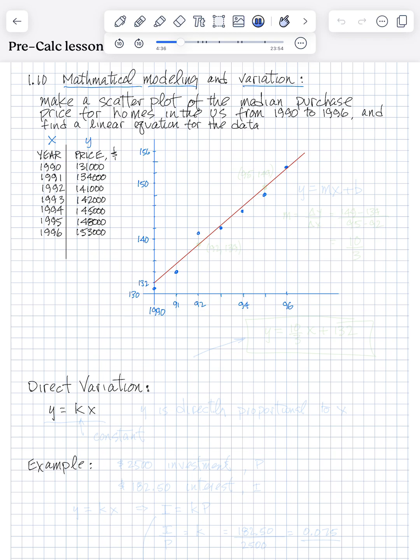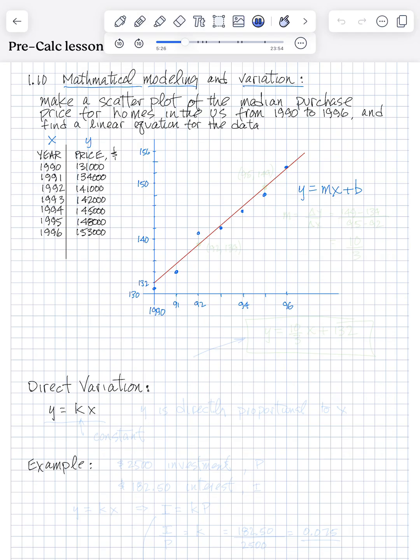And now we're going to see what the equation of the line is. So in this case, we do have a y-intercept. So I'm going to use y equals mx plus b, because I know what b is. B is 132, which is the y-intercept. So now I just have to find the slope m. So the best thing to do is go and find a couple of points that are kind of on the line.